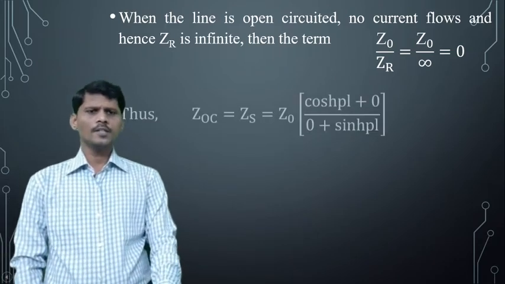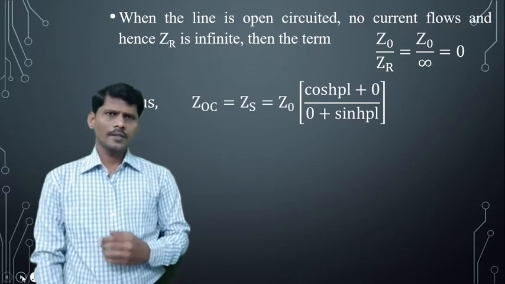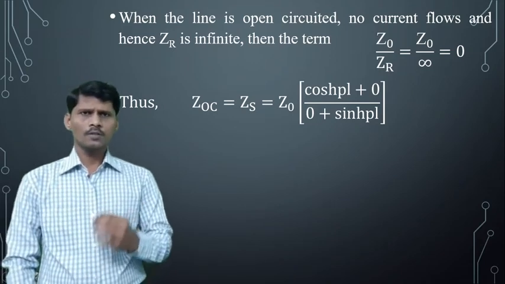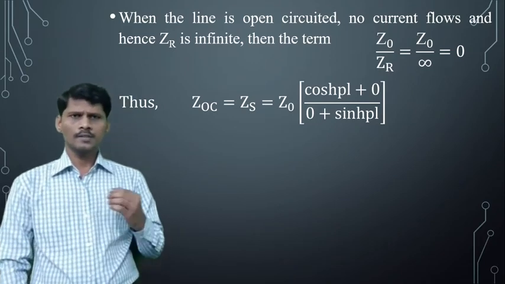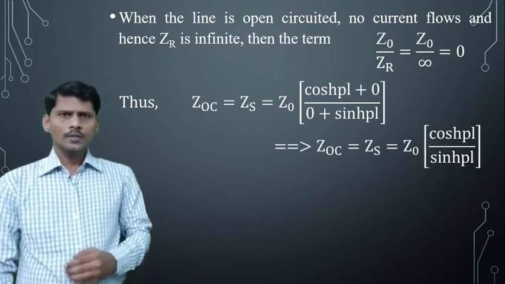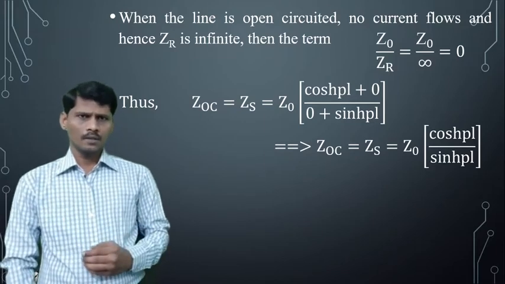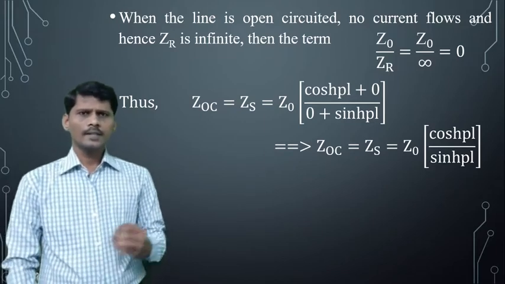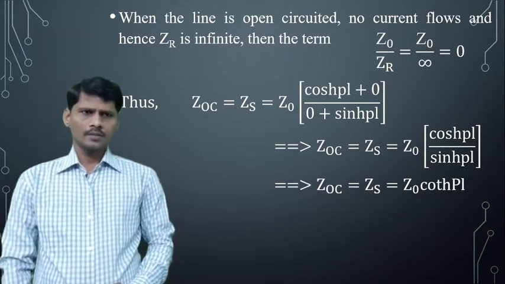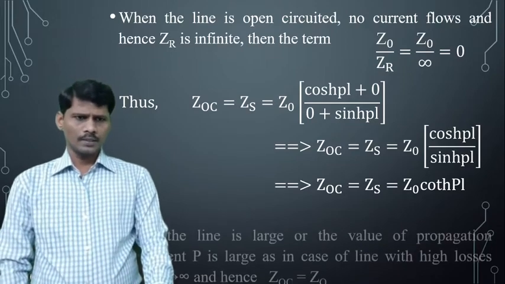So applying this condition to the above expression, the open circuited impedance or input impedance Zs or ZOC is equal to Z0 into (cos hPL plus 0) by (0 plus sin hPL). So the open circuited impedance is equal to Z0 into cos hPL by sin hPL. Cos hPL by sin hPL is cot hPL. So the open circuited impedance ZOC or Zs is equal to Z0 cot hPL.